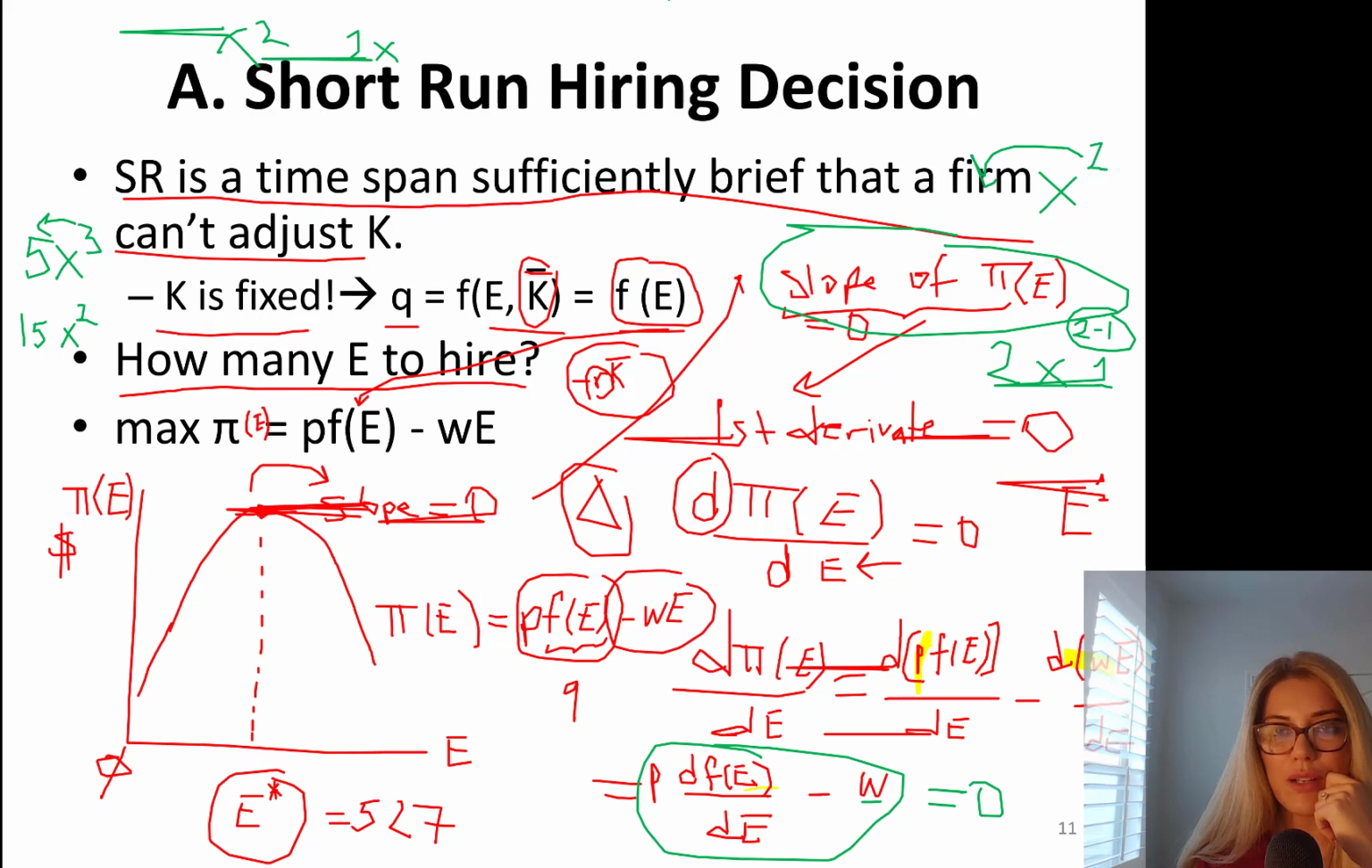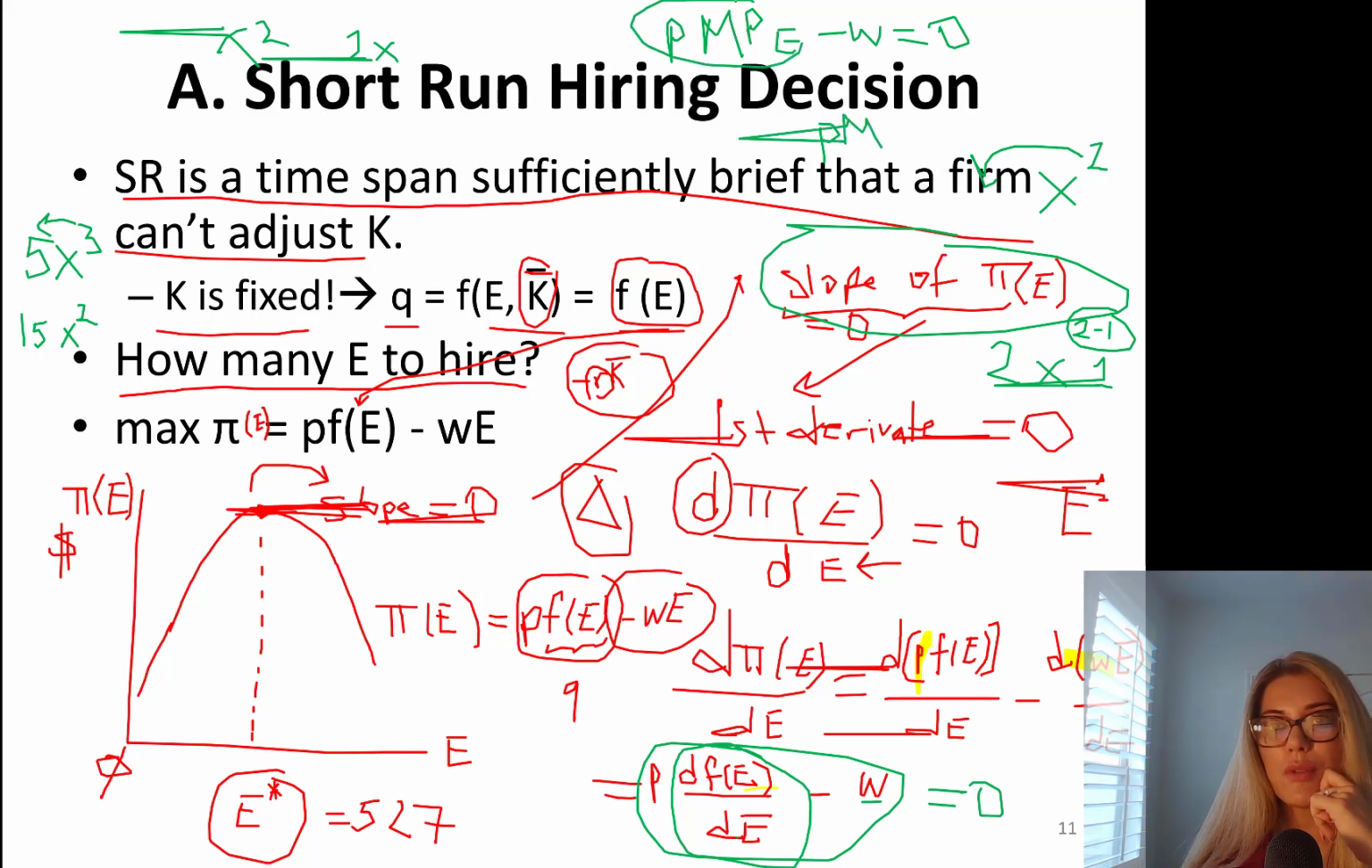Okay, so I have price times this thing. What is this thing? This is the change in output when you increase employment by 1 unit. We learned about this. This is marginal product of labor or marginal product of employment minus W equals to 0. So a perfectly competitive firm will maximize profit if price times marginal product of employment, which is value marginal product of employment, is exactly equal to the wages.